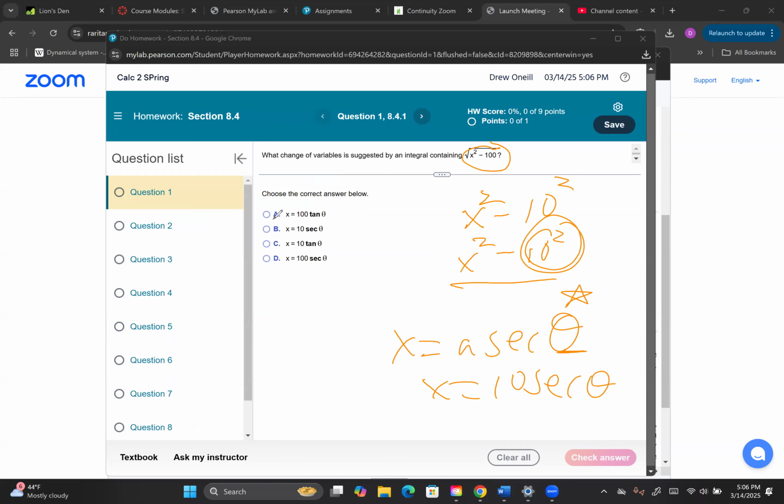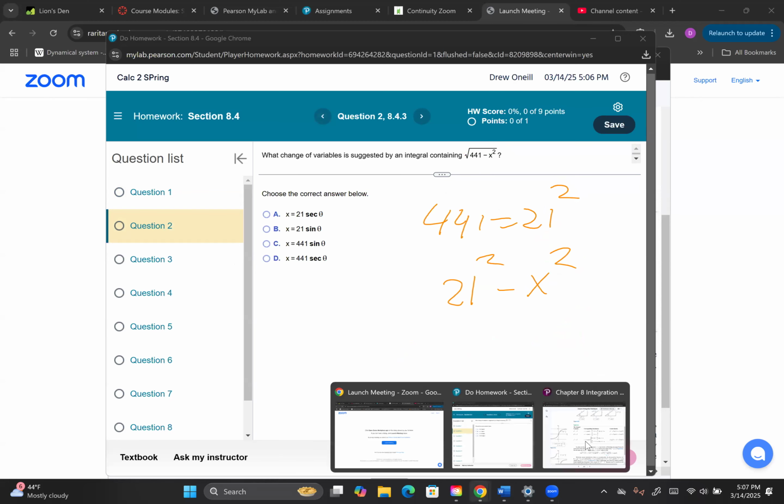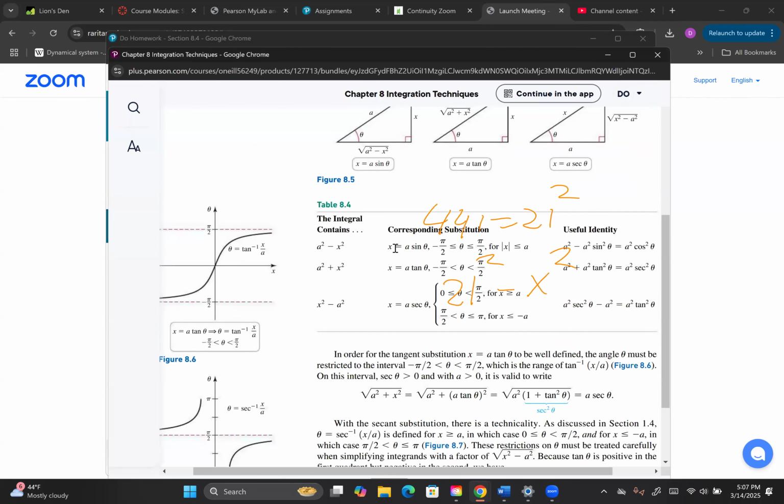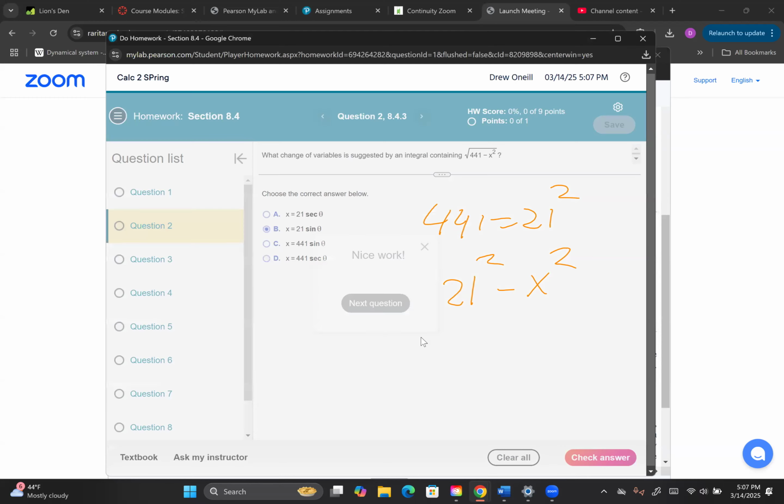So it's b. Now, in this problem, they don't show us what that does, right? But remember, this whole chapter is about taking antiderivatives or integrals. So that's the hint. So again, what format? Well, if you don't know, 441 is 21 squared. So we have something that looks like this. According to that, what would our substitution be? Now this is a squared minus x squared. If you go back to the book, I'll cheat here. We have a squared minus x squared. Our substitution is x is a sine theta. So our answer would be 21 sine theta. So this one is B. Okay, cool.